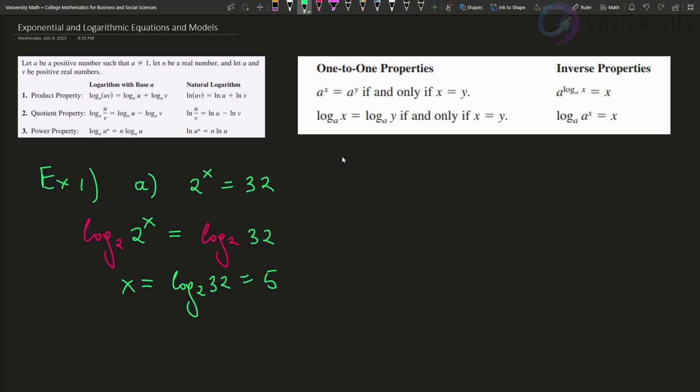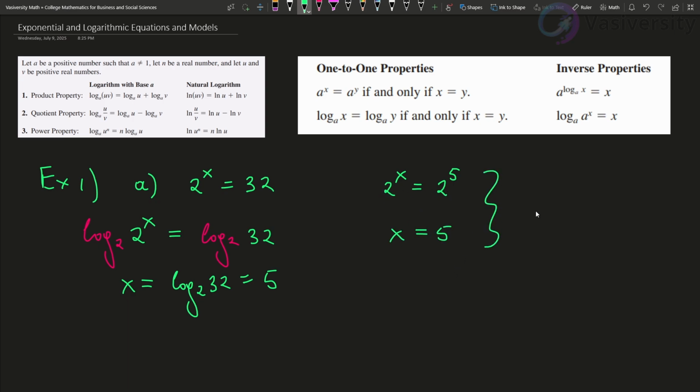The other way is to think about 32. So 2 to the x is equal to, well, 32 can also be rewritten as 2 to the power of 5. We can remember that 2 to the power of 4 is 2 times 2 times 2 times 2, which is 16. And if we multiply it by 2 one more time, we get 32. So that means 2 to the power of 5 is 32, so the bases are now equal, so x is equal to 5.